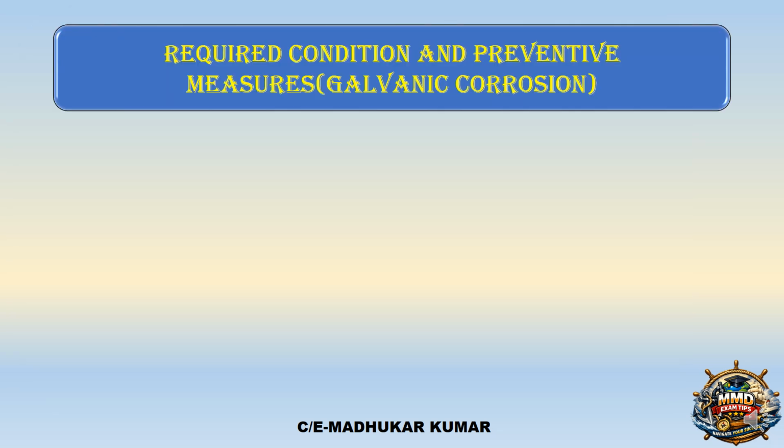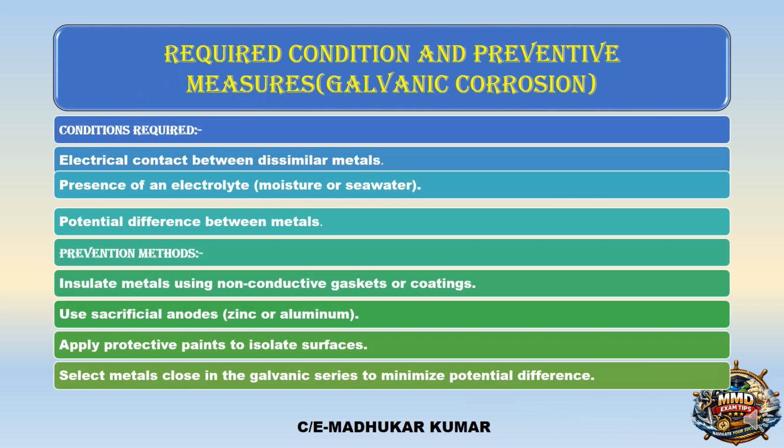Okay, so the required conditions and the preventive measures. For this corrosion to happen, you need electrical contact between the dissimilar metals, yes. Presence of electrolyte, which is in the form of moisture or seawater, yes. And the potential difference between these two metals, then the galvanic cell formation is perfect and the corrosion starts.